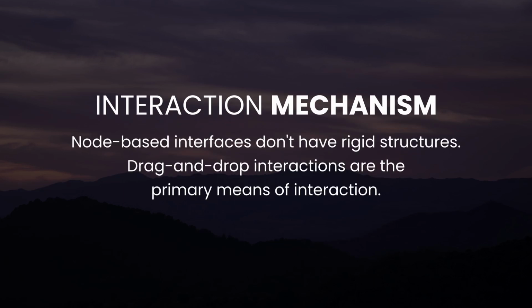The second crucial aspect of a node-based user interface is the mechanism for interacting with these graphical elements. Unlike traditional form-based interfaces, which have fixed layouts, node-based interfaces don't have rigid structures. Users can move elements around as they see fit, making drag-and-drop interactions the primary means of interaction.